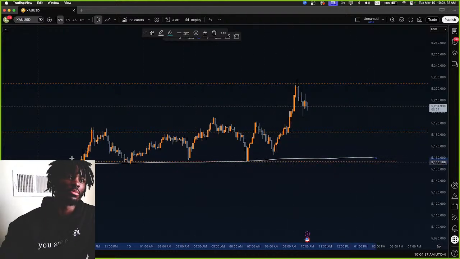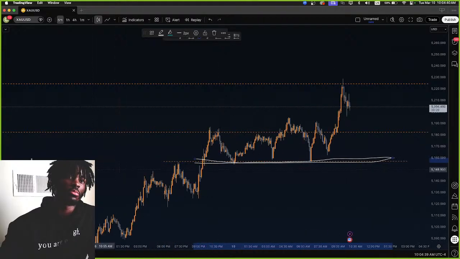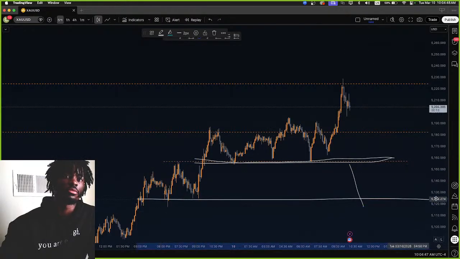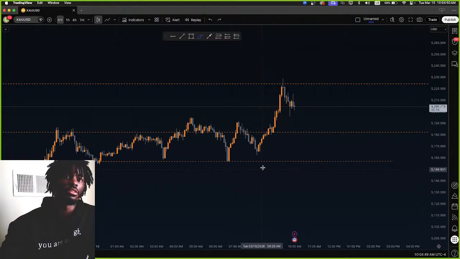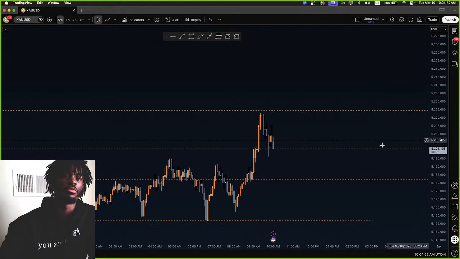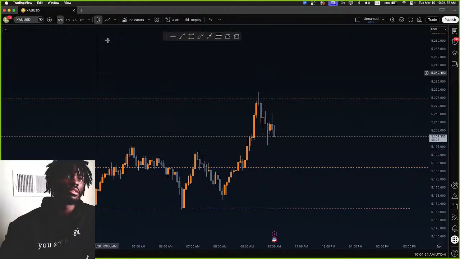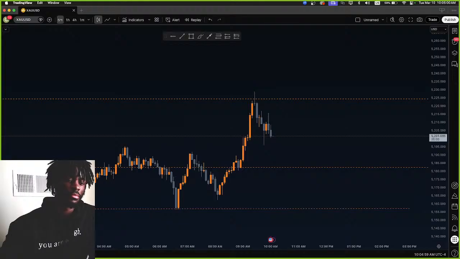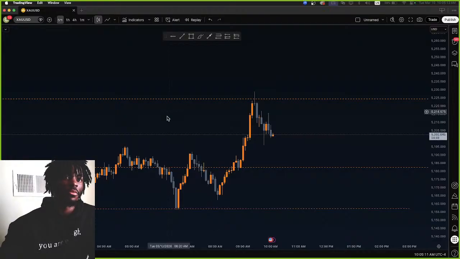Because if price breaks back below here, that means price is trading back in between this big range that price had. And I could potentially start looking for sells back down into this area of support there. That is the system. That's what I would look for in gold if I were looking to take a buy position. Very simple.